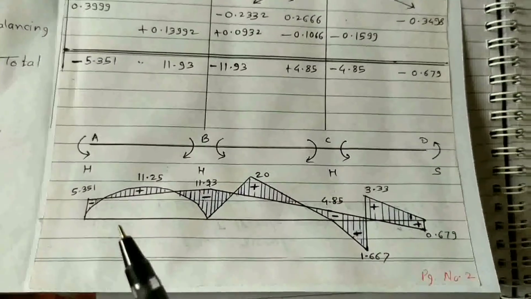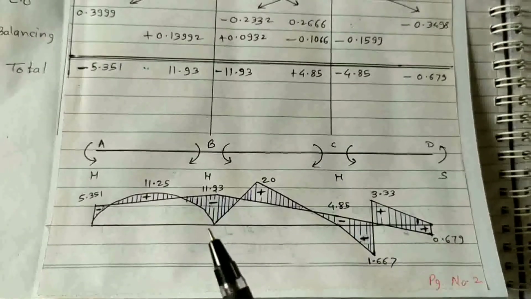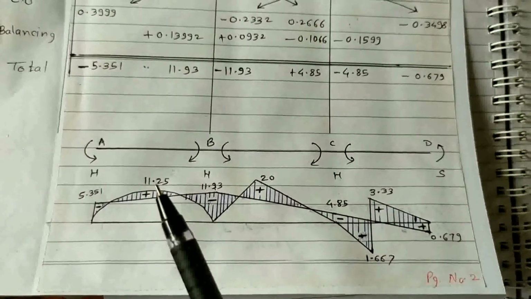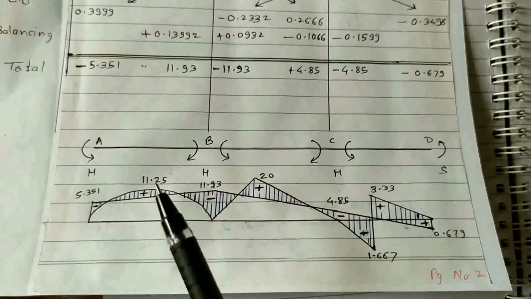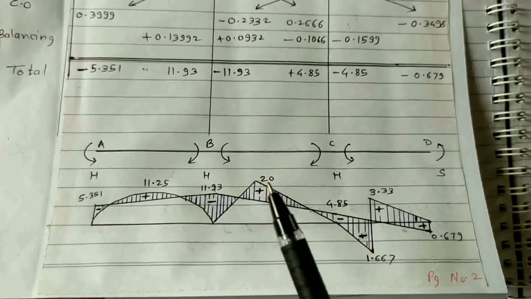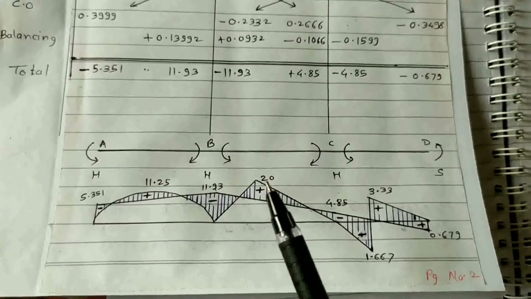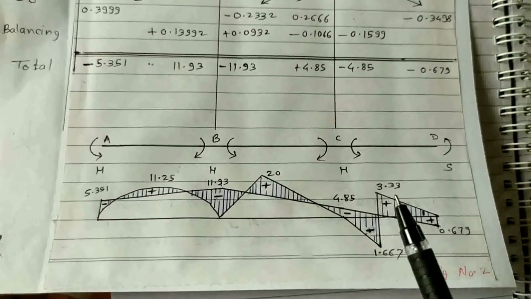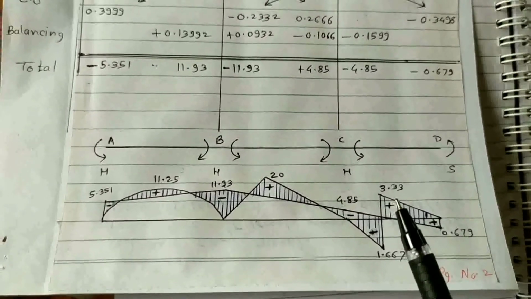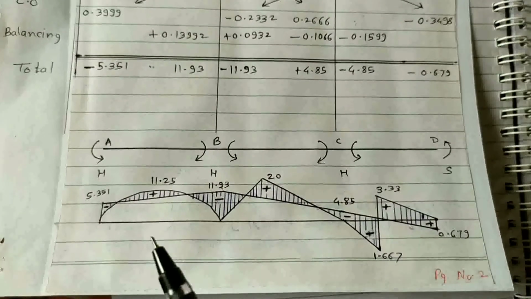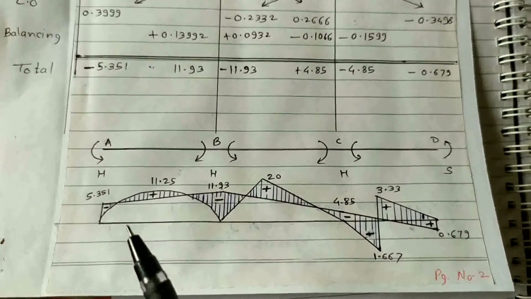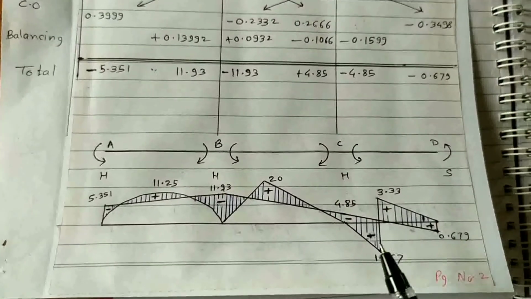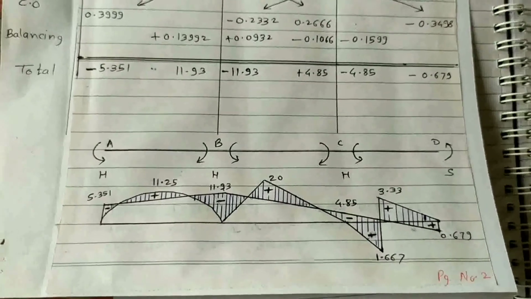Now first of all, draw a free BMD. So for UDL you are getting a parabolic shape. The maximum value you can calculate by the formula, that is WL square upon 8. Here you can calculate this value by WAB upon L. So now we have drawn first of all a free BMD. Next we are going to overlap a support BMD on that. So we have overlapped a support BMD, so you are getting this bending moment diagram.